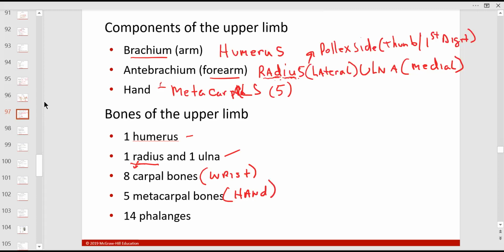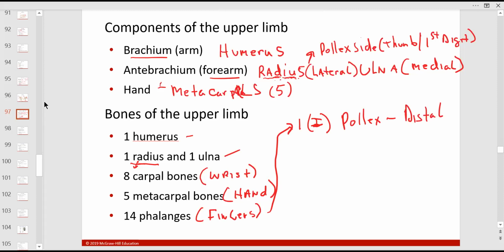And then you have your phalanges, which are your fingers. And you're going to see that digit 1, sometimes they put it in Roman numerals like this. I think your book uses Roman numerals for 1. So digit 1 is the pollex, the thumb. And that only has a distal and proximal phalange, just 2. Has nothing to do with the length. Sometimes they call it phalanx, which you'll see for singular.